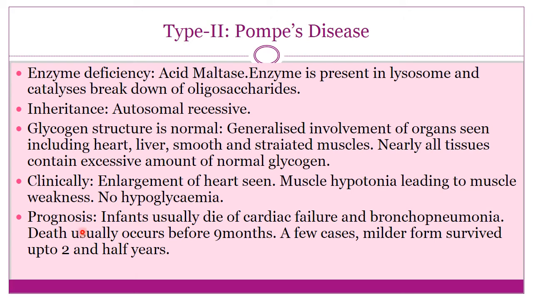Here hypoglycemia is not there because glucose will form. Prognosis is that the infant usually dies because of cardiac failure or bronchopneumonia. Death occurs before 9 months, or at least by 2.5 years if it is milder. So Pompe disease, we say, is a deficiency of acid maltase. It is also autosomal recessive. Glycogen storage is seen in all the tissues like liver, heart, smooth and striated muscles. Enlargement of the heart is seen, and death is because of cardiac failure.